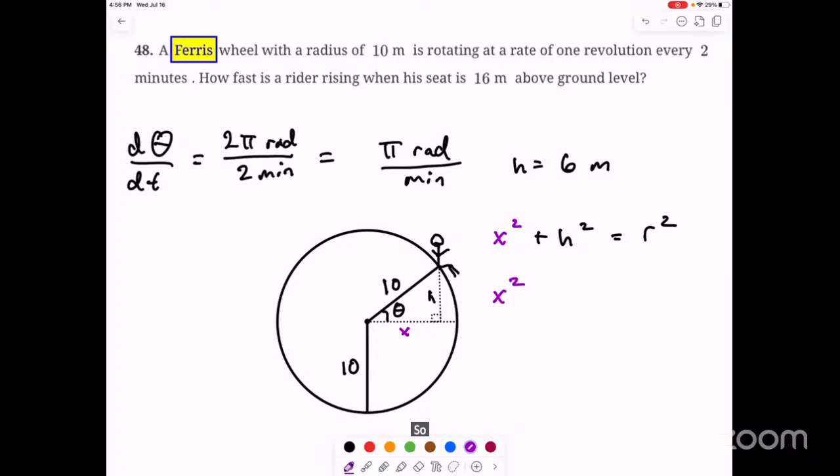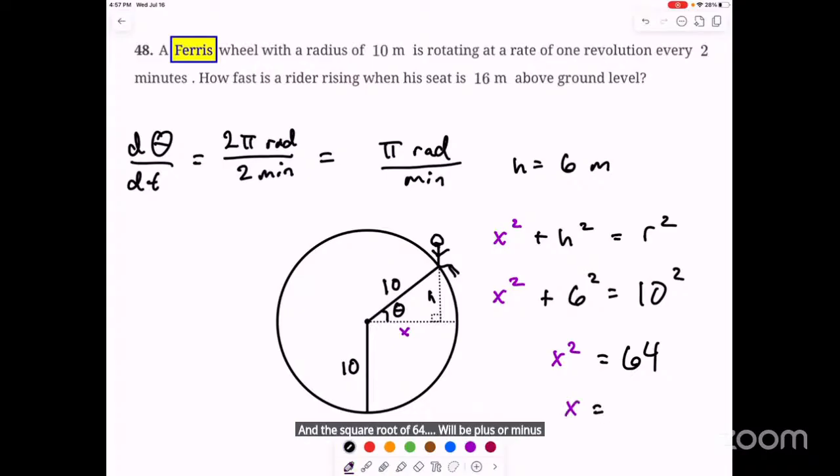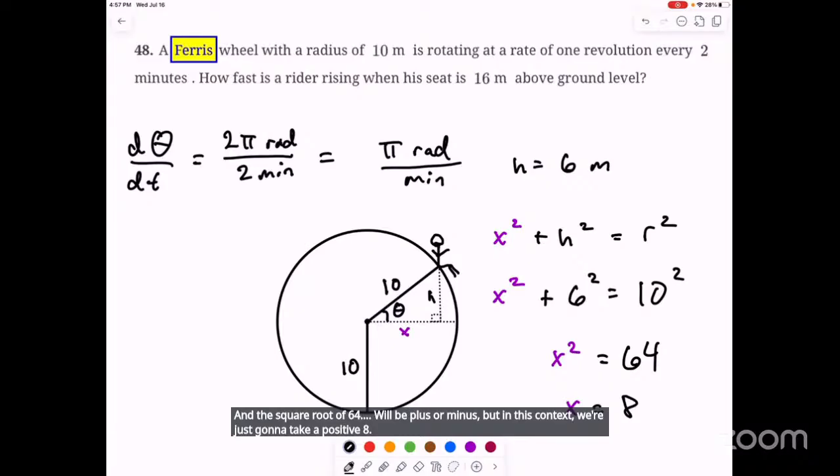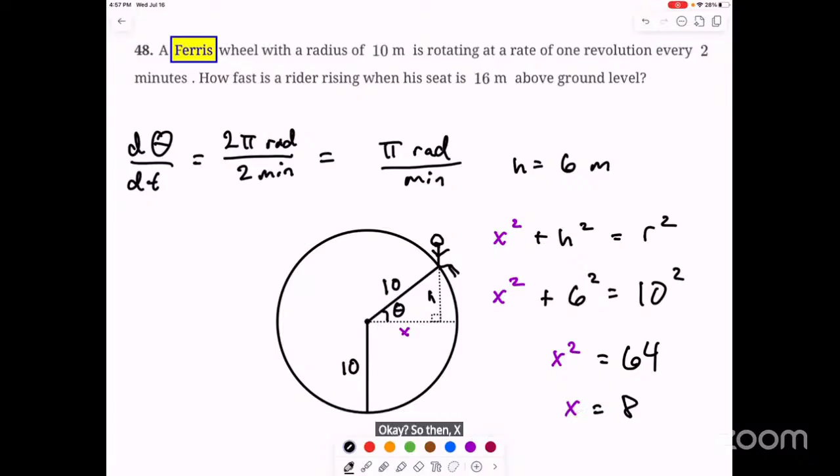So then x squared, h we just found was 6, so there's going to be a 6 squared, and the radius is 10 squared. So then x squared, 100 minus 36, 64, and the square root of 64 will be plus or minus, but in this context, we're just going to take a positive 8, okay? So then x is 8 meters. Let me highlight it. H is 6 meters, okay?